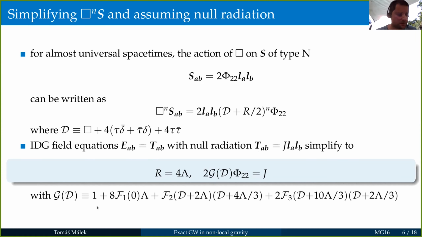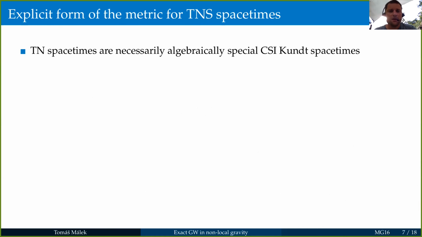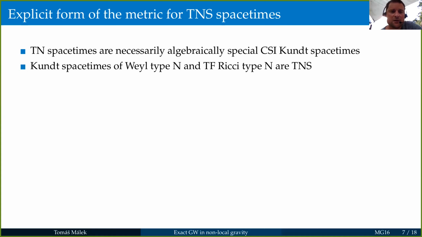Okay, so far we haven't employed the explicit form of the metric. It can be shown that TNS spacetimes are necessarily algebraically special Kundt spacetimes with constant scalar invariants. And on the other hand, all Kundt metrics of Weyl type N and trace-free Ricci type N are TNS spacetimes. So we can choose any such metric, and it's ensured that it's a TNS spacetime.